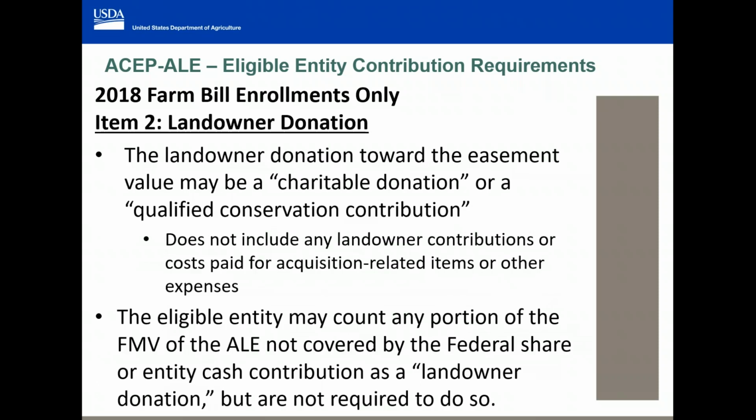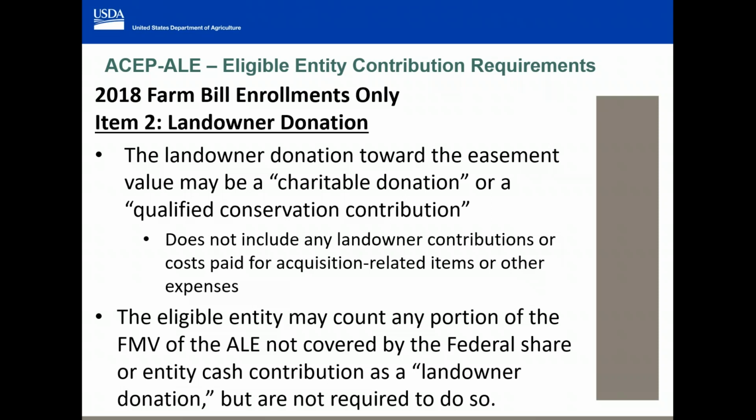Okay, so silo number 2, the landowner donation. For the 2018 Farm Bill, the landowner donation toward the easement value can come in the form of a charitable donation or a qualified conservation contribution. NRCS is not in a position or qualified to give tax advice to eligible entities or to landowners, and so we will not be giving advice about what qualifies as a qualified contribution. We do not collect or require any evidence that a landowner donation for ACEP-ALE purposes meets the requirements of a donation or contribution for IRS purposes.